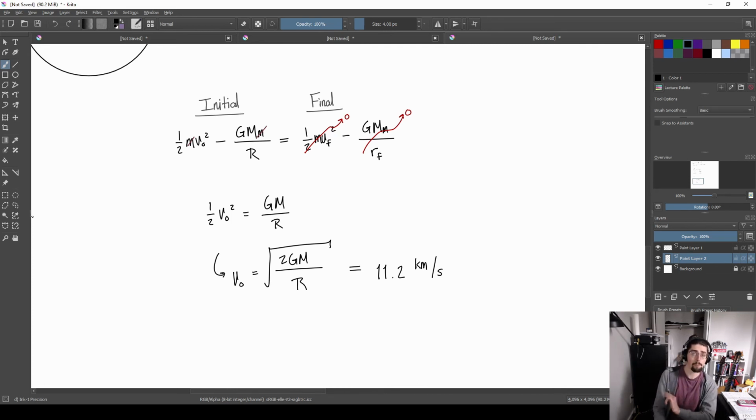Energy conservation is not broken, though. Energy conservation is still in effect. It's just, where is our energy starting? When NASA launches a rocket, when SpaceX launches a rocket, where does the energy start? What other form of energy do we have? Any guesses?